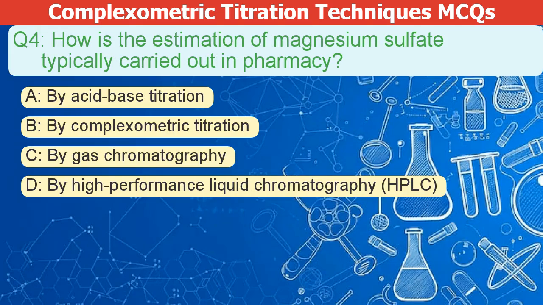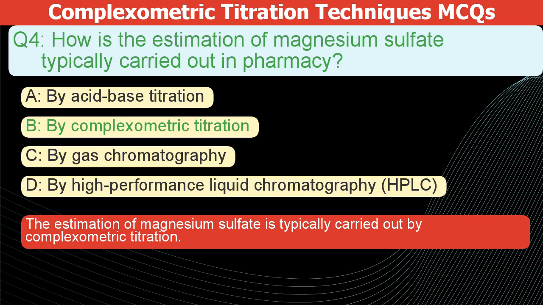How is the estimation of magnesium sulfate typically carried out in pharmacy? A. By acid-base titration. B. By complexometric titration. C. By gas chromatography. D. By high-performance liquid chromatography, HPLC. The correct answer is B. The estimation of magnesium sulfate is typically carried out by complexometric titration.